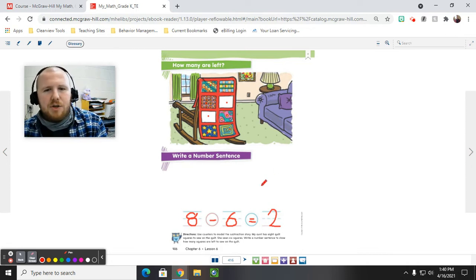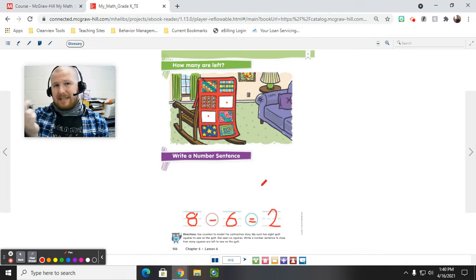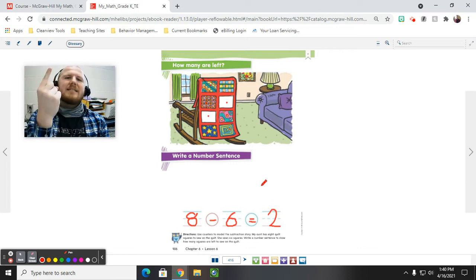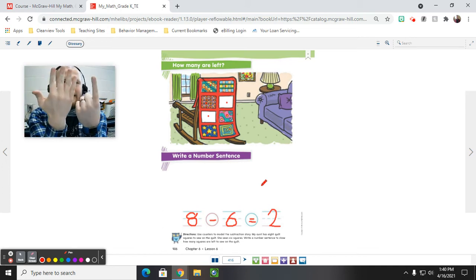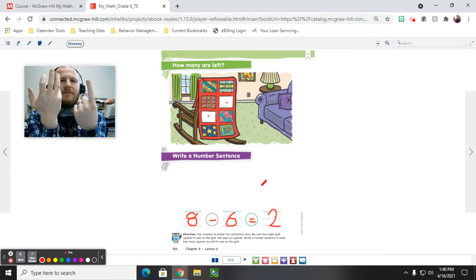Well, how would I do 8 minus 6 if I didn't see any pictures? Well, I would have 8, and then I would count down 6. I would count down, not up, down, because we're getting less. So I had 8, and then take away 6. 8, 7, 6, 5, 4, 3, 2. I counted 6. 1, 2, 3, 4, 5, 6. So when I got done, I had 2 left.